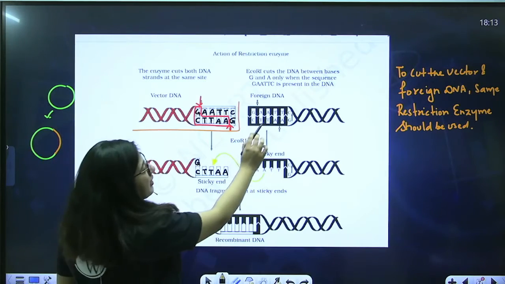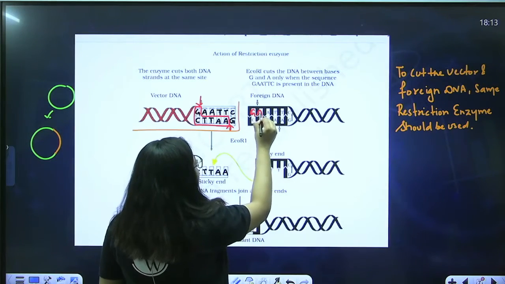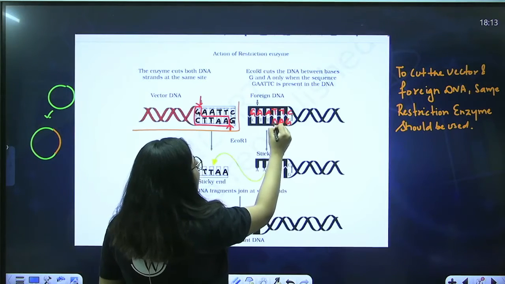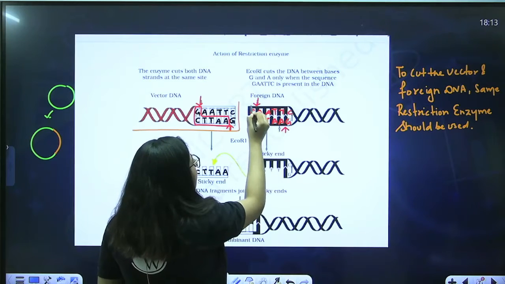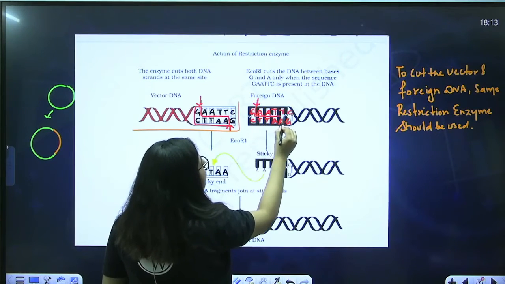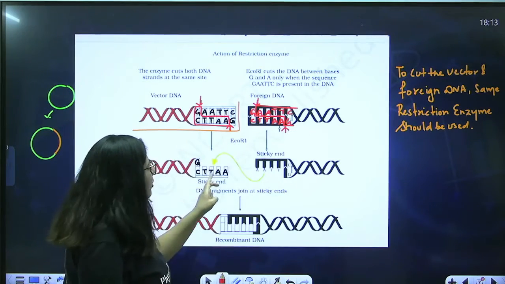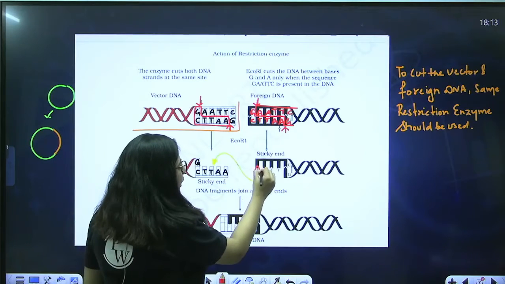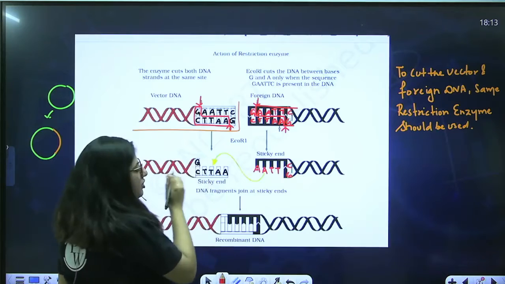So in this case also, we have the same recognition sequence, GAATTC, GAATTC, and in the same way we are making the cut. And how is the cut made? Like this. And we have got the complementary strands. So now this strand has been formed, which is complementary, A, T, T, and here we have C and G, just like G and C here.